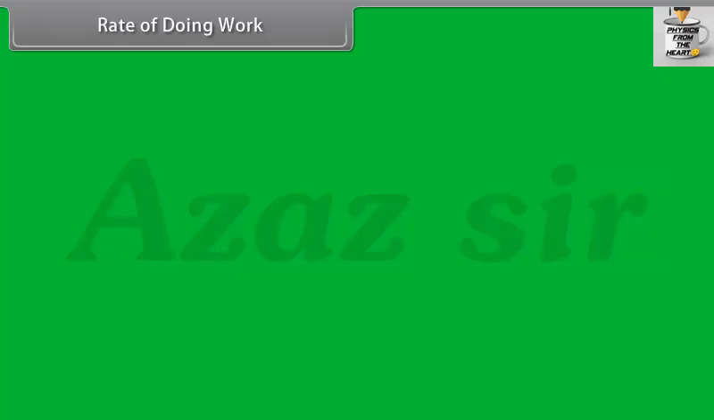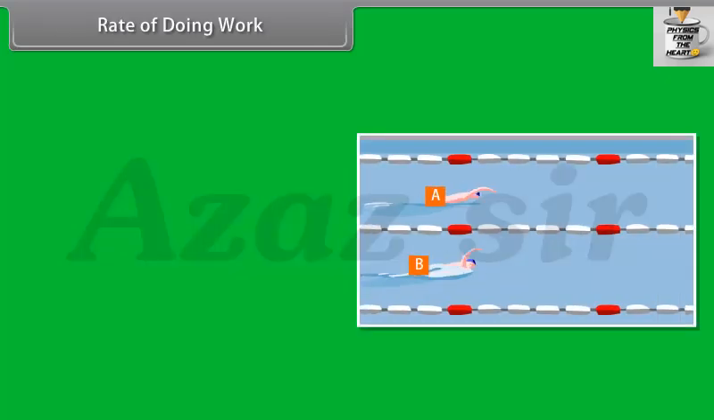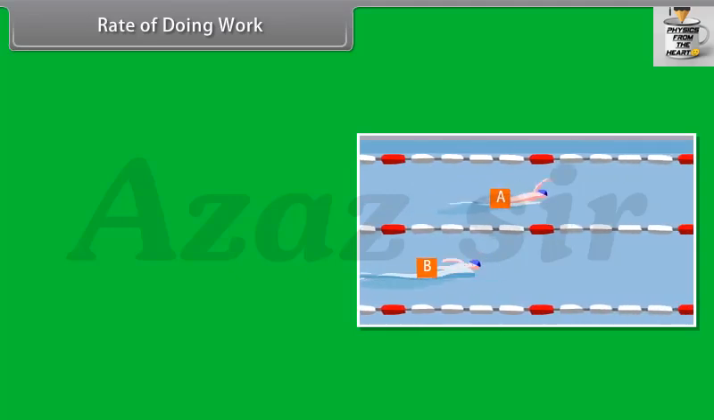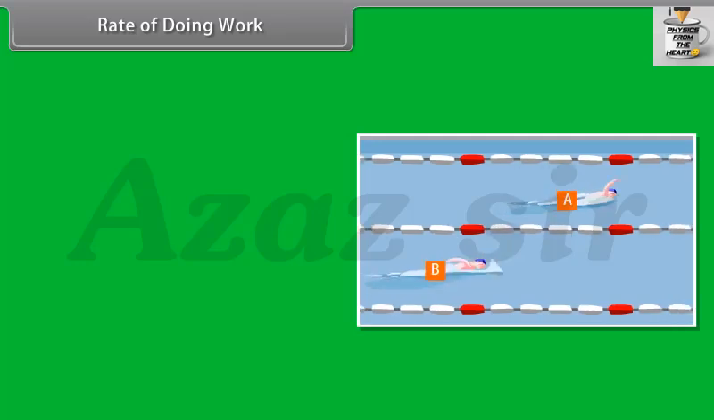Rate of doing work. Consider two children, say A and B. Let us say they are of the same age.